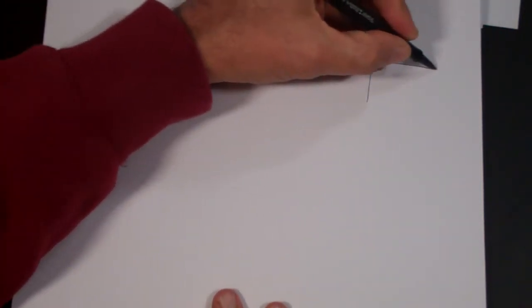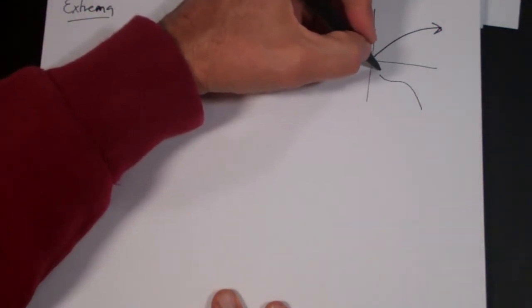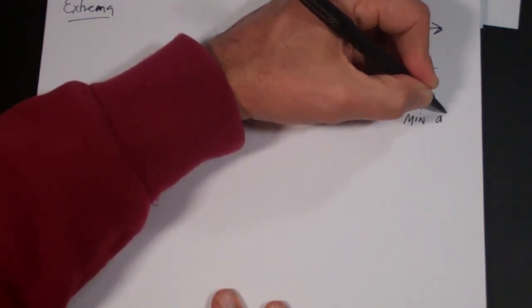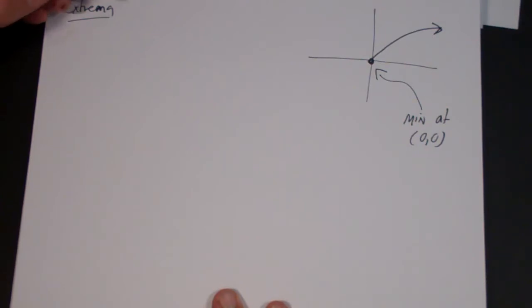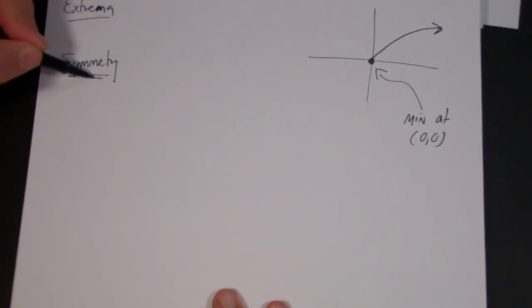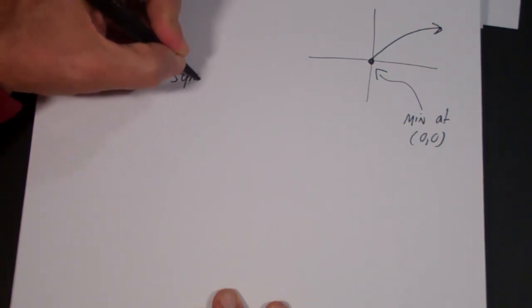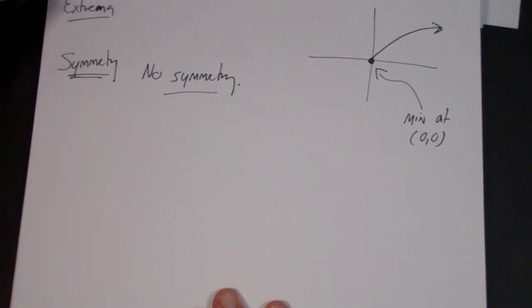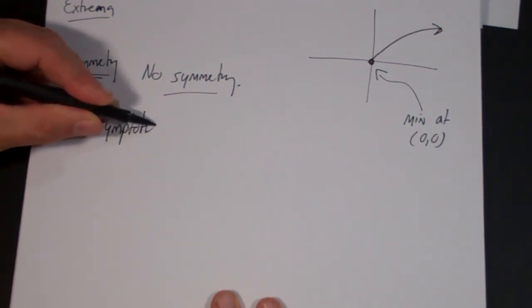Let's look at some more properties. The next one is extrema. If you notice, it has a minimum at 0, 0, right? Y takes on the minimum value at 0, 0. The symmetry, there is no symmetry. Right? This is neither an even nor an odd function, nor is there any symmetry of any type. There's also no asymptotes.